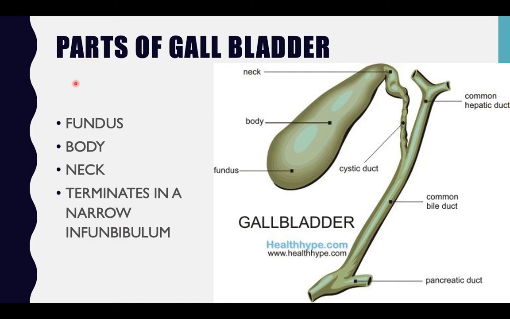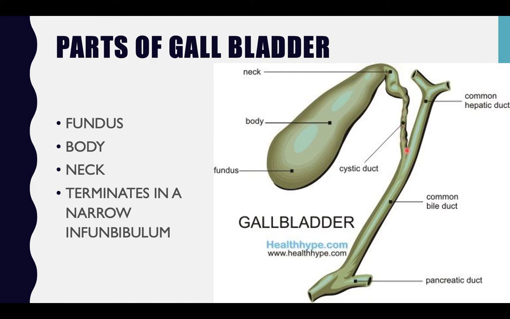Let's see the parts of the gallbladder. The gallbladder has a fundus, the large bulged end portion. Next is the body, the elongated part. Then it has a neck, which is almost curved, and the neck terminates in a narrow infundibulum. You can see this particular narrow part is known as the infundibulum here. Then it continues further as the cystic duct.